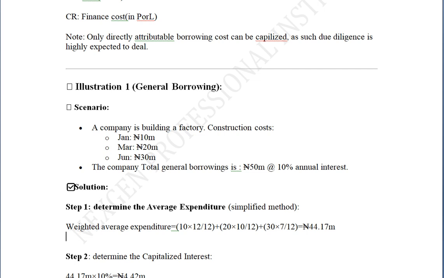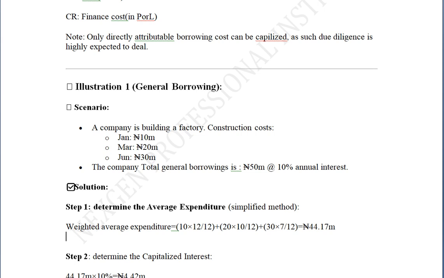And how do you do it? First of all, you determine the average of the expenditure, and that is January. They remove 10 million from the pool of fund. In other words, they are borrowing 10 million from the pool of fund in January. So you now multiply 10 million by 12 divided by 12. Why? Because they took the money in January. So that will now be 10 million. You are going to pay interest on this 10 million, because 12 divided by 12 is 1, and 10 multiplied by 1 is 10.